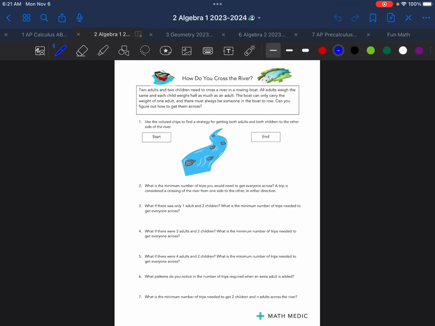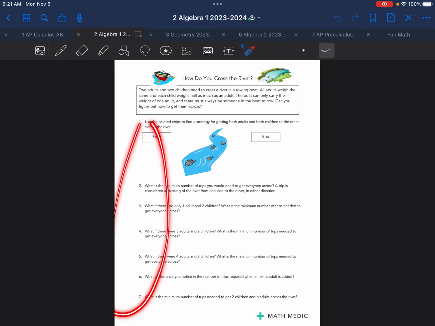This is Algebra 1. We're starting our new unit, and we're starting off the unit with this activity, how do you cross the river? While you're watching this video, I'm intending the first part of each problem to be a hint. That way you can stop the video and then continue the problem on your own. In general, you should be able to solve each of these problems by yourself, and then you're watching this video at the very end to check your work.